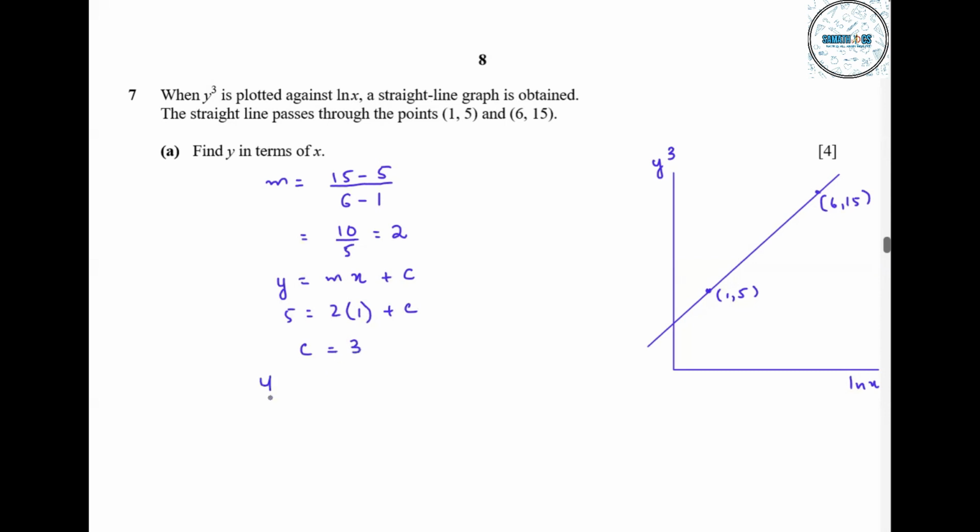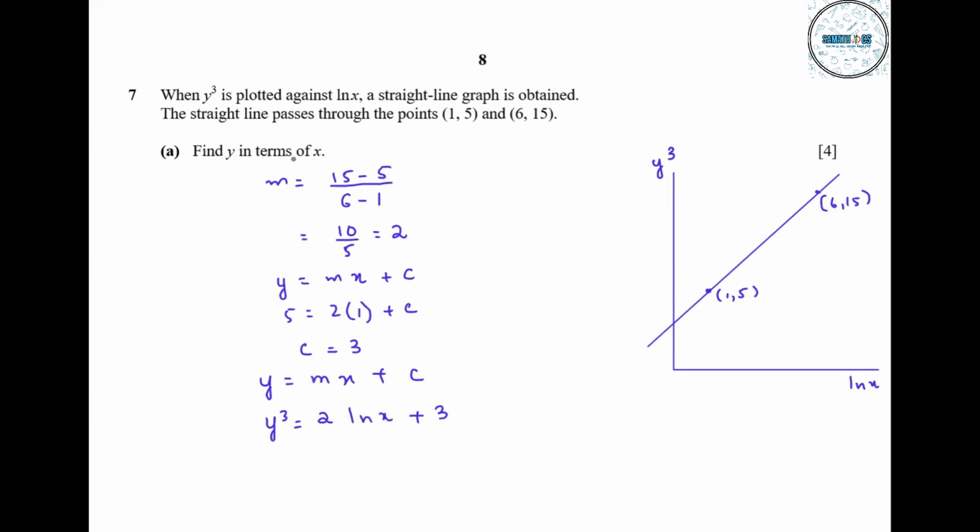Now we can write the equation y is equal to mx plus c. We can substitute the values here. In place of y, we have y cubed, so we can write here y cubed. Gradient is 2, so we can write here 2. In place of x, we have ln x, so we can write here ln x. c is 3, so plus 3.